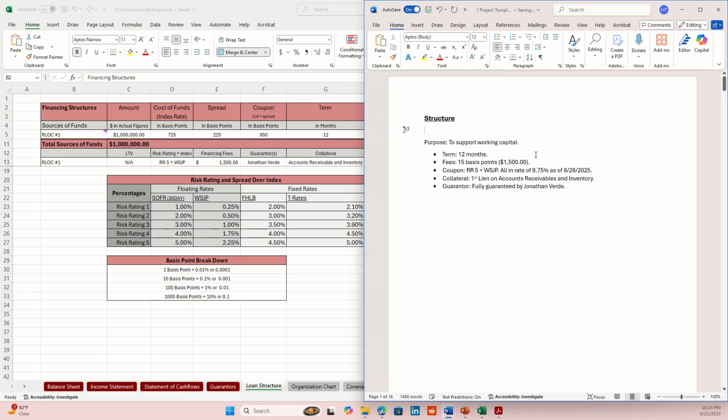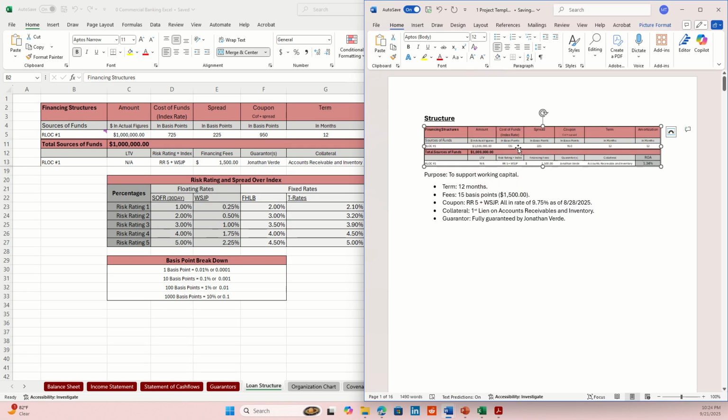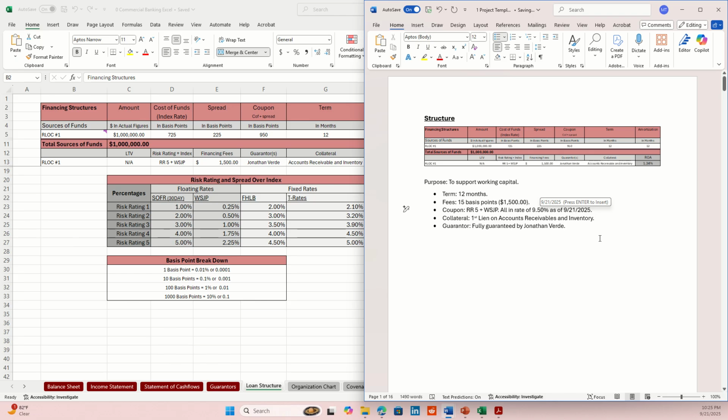We're going to delete that one, paste this here. Now we have 725, right? So instead of this being 975, it's going to be 9750 or 950. And then we're going to say as of 9/21/2025. So we updated it.